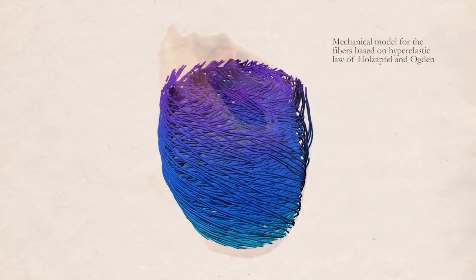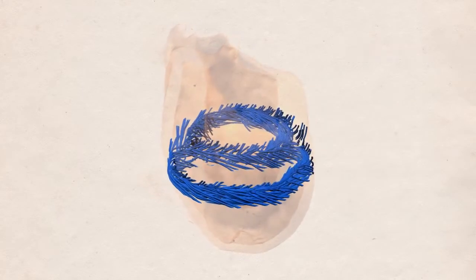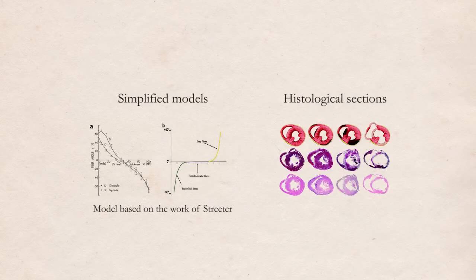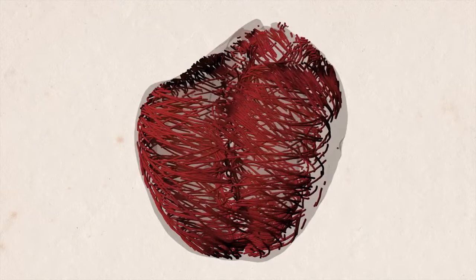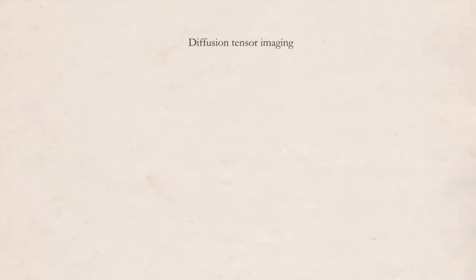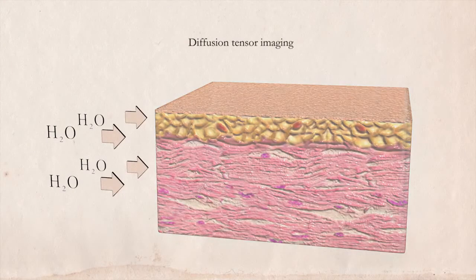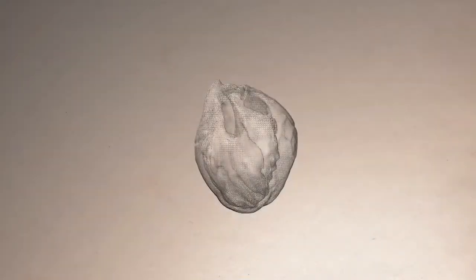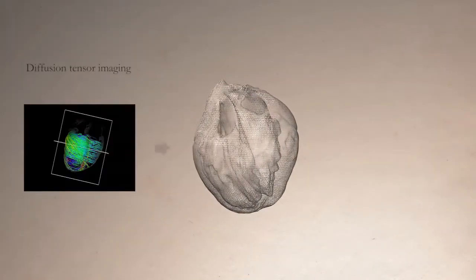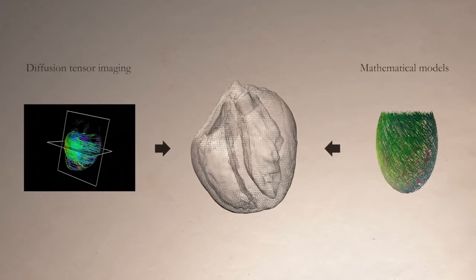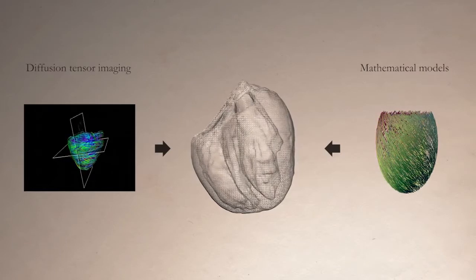Until very recently, the only way to describe cardiac fiber arrangements was with simplified models based on histological sections of animal hearts. Today we can achieve a much better description of the fibers using a technique called diffusion tensor imaging, using magnetic resonance to map the diffusion of water molecules along biological tissues. In our cardiac simulator, we can use diffusion tensor imaging information as well as mathematical models, allowing us to validate theory with experiments and improve our numerical methods.